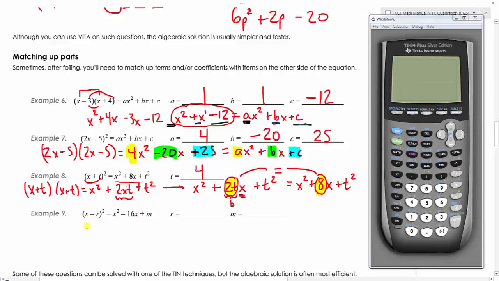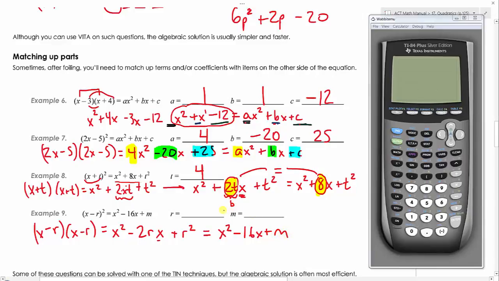This one down here is also a little bit more challenging, a little bit more difficult, but similar to number 8 still. So we're going to do x minus r squared. We are going to distribute, we're going to FOIL, so that's going to equal x squared minus 2rx. Remember what I said, I want to put the x at the end there. So I'm going to do minus 2rx and then plus r squared. Now, they tell me that that all equals x squared minus 16x plus m.